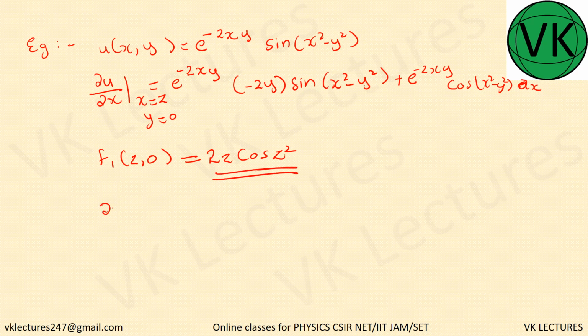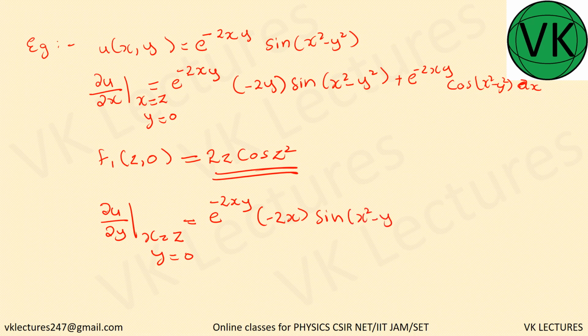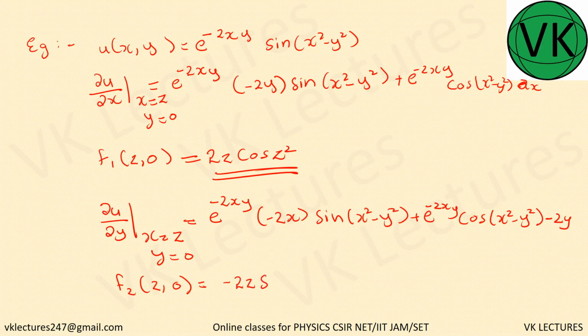Similarly, dou u by dou y at x is equal to z and y is equal to 0 is equal to e raised to minus 2xy into minus 2x sine of x square minus y square plus e raised to minus 2xy cos of x square minus y square into minus 2y. So f2 of z, 0 is equal to minus 2z sine z square.